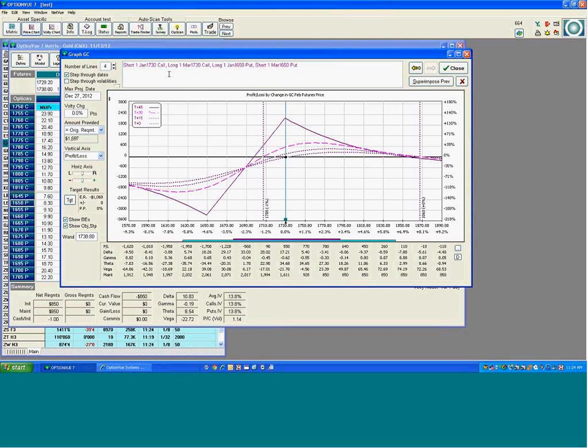This is an interesting way of maintaining a four-legged position by simply closing the reverse calendar spread that we have and replacing it with a reverse calendar spread of the opposite type. We close the calls and we open up puts.